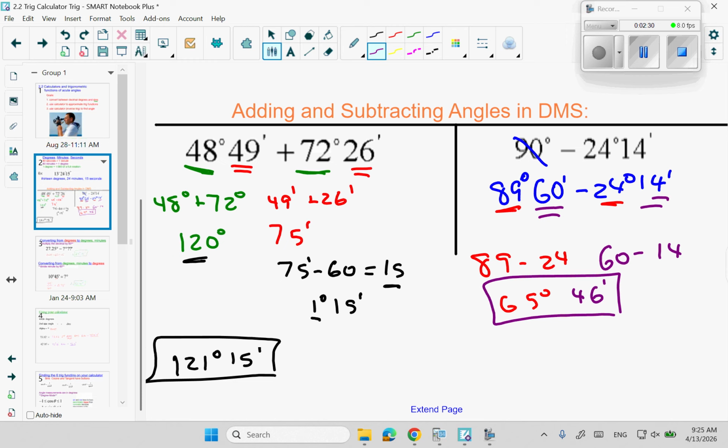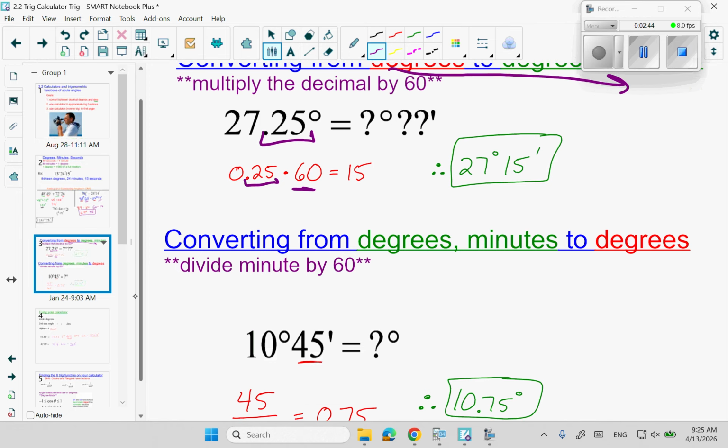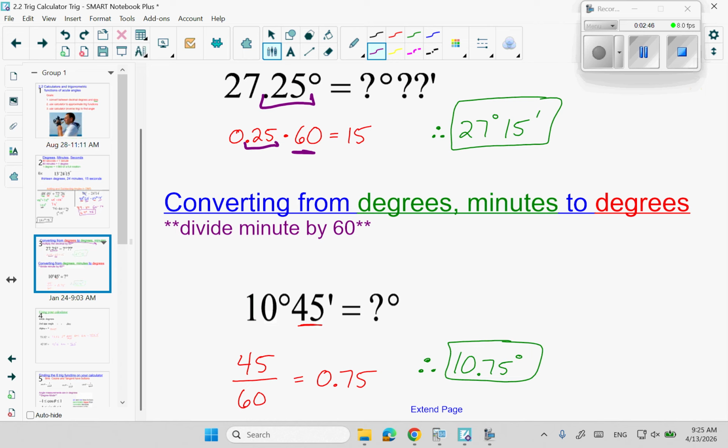Now, converting between the two is just a matter of multiplying or dividing. So I'm going from degrees to degrees, minutes. I take the decimal value, include it in the decimal, and multiply it by 60. When I'm going from degrees, minutes to degrees, I take whatever has the minutes and I divide it by 60, and I put that decimal on the end.